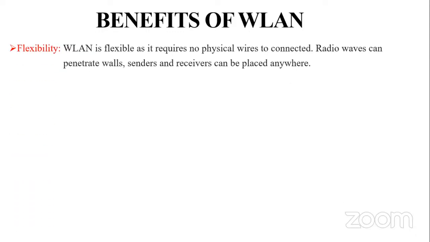The very first one is flexibility. You can move here and there. This wireless LAN is flexible as it requires no physical cables to connect, and it uses radio waves that can penetrate through walls. Senders and receivers can be placed anywhere.